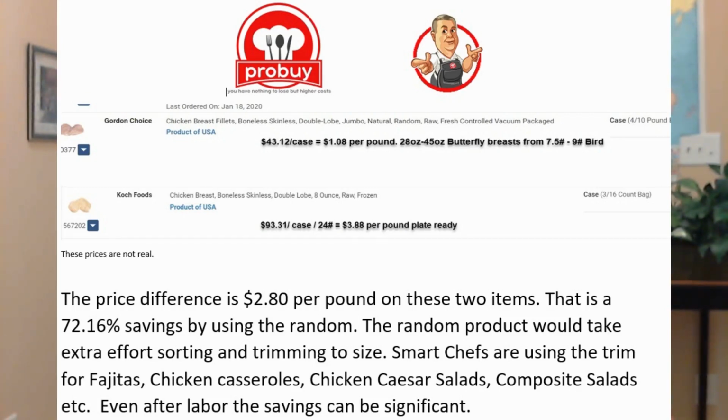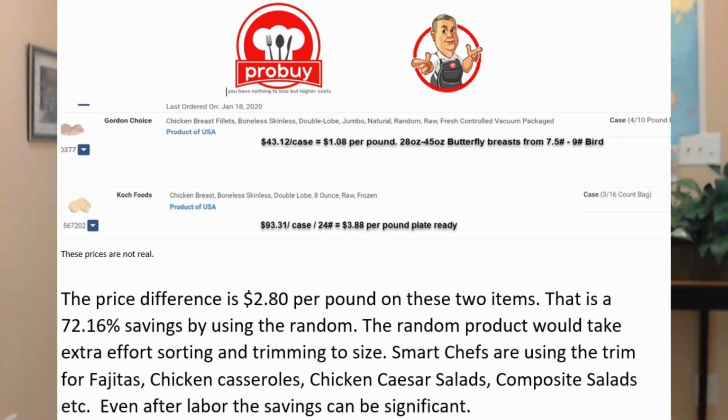Now that case is $93.31, but it's packed 3 to 16 count. If you push out the weights, it comes out to a 24-pound case. So that's $3.88 per pound, but it's plate ready. No cleaning, no waste, no labor. You take it, put it on the plate, and away you go.